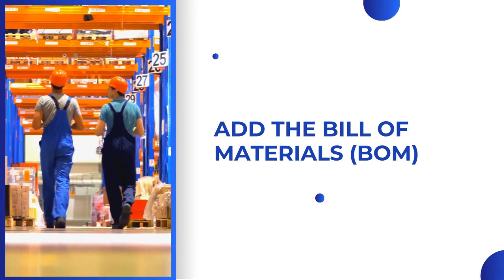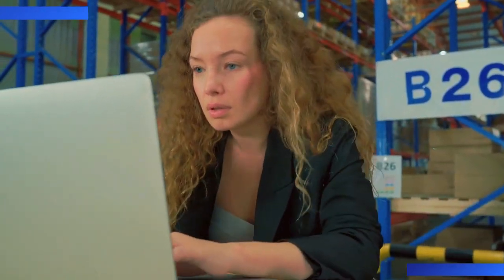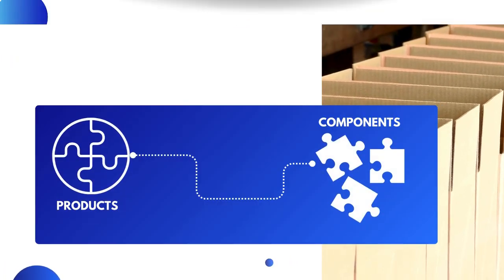Add the bill of materials, BOM. Next, define the bill of materials for each finished product. At this stage, you're setting up relationships between products and components, without changing any inventory numbers.